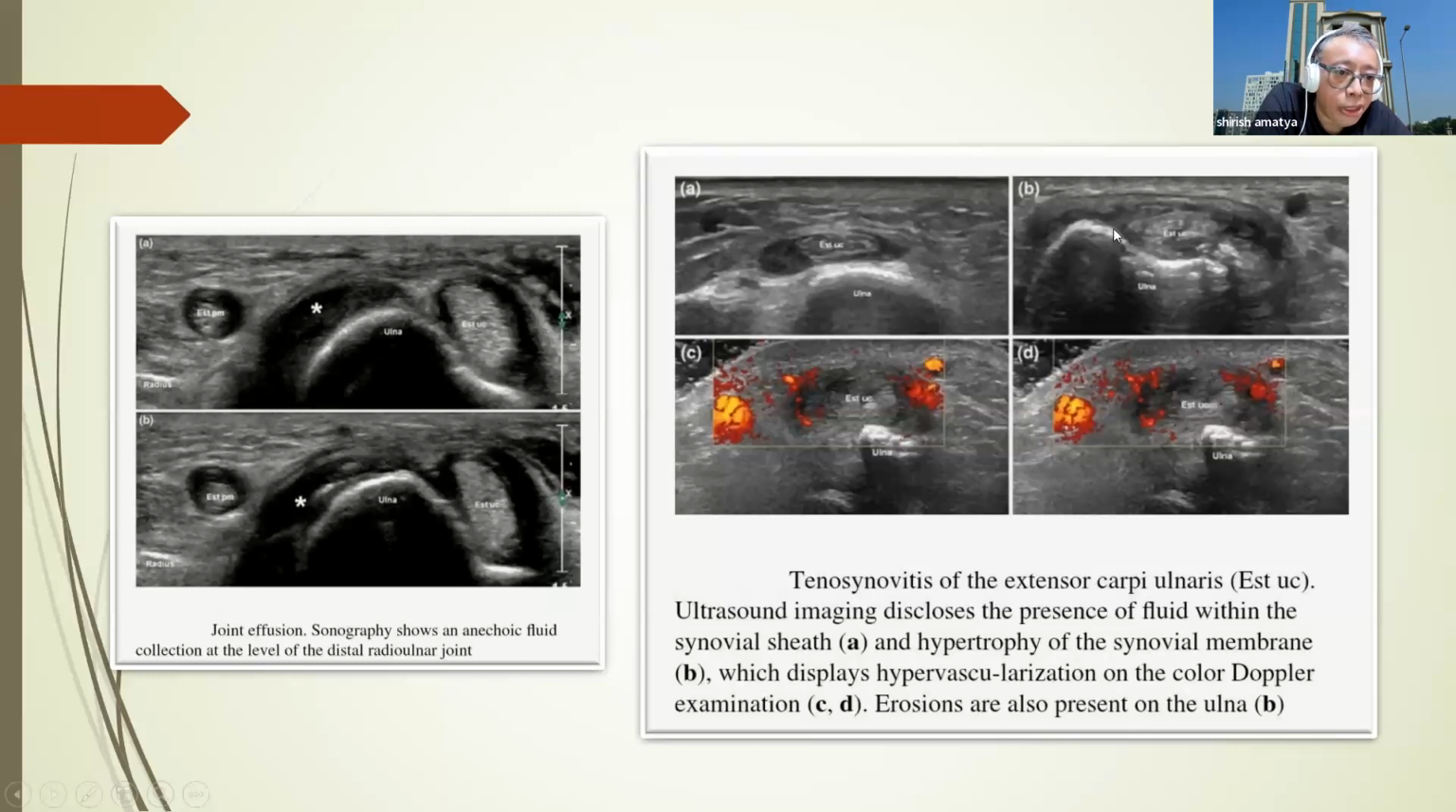Here in picture B, you can see the synovial thickening of the synovial membrane, which is known as synovitis of the extensor carpi ulnaris. And if you turn on the color Doppler, you can see lightening of the color Doppler, which basically shows there is hypervascularization due to the rheumatoid arthritis. And if you see very nicely, you can see the erosion in the distal part of the ulna, as in picture C and D, you can see that the smoothness of the ulnar bone is lost. So you can also appreciate the erosion in the ulna, which is commonly seen in advanced rheumatoid arthritis ultrasound pictures.